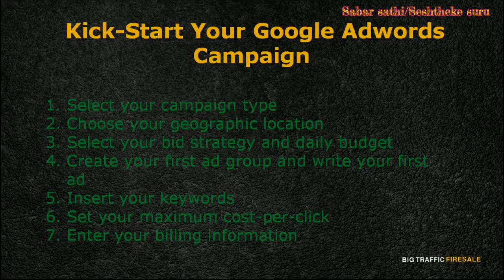organized. Once you're logged into your account, click on the Create Your First Campaign button. Then there are 7 simple steps to kickstart your campaign. 1. Select your campaign type and name. 2. Choose the geographic location where you want your ads to appear. 3. Select your bid strategy and set your daily budget. 4. Create your first ad group and write your first ad. 5. Insert your keywords into the keyword field in your account. 6. Set your maximum cost per click. 7. Enter your billing information.